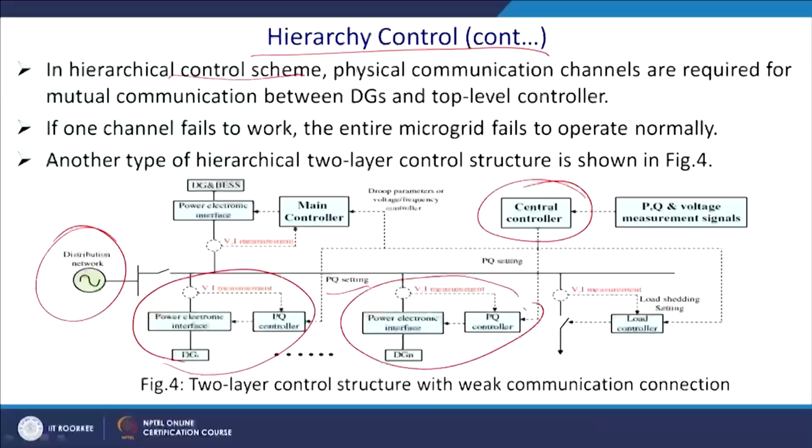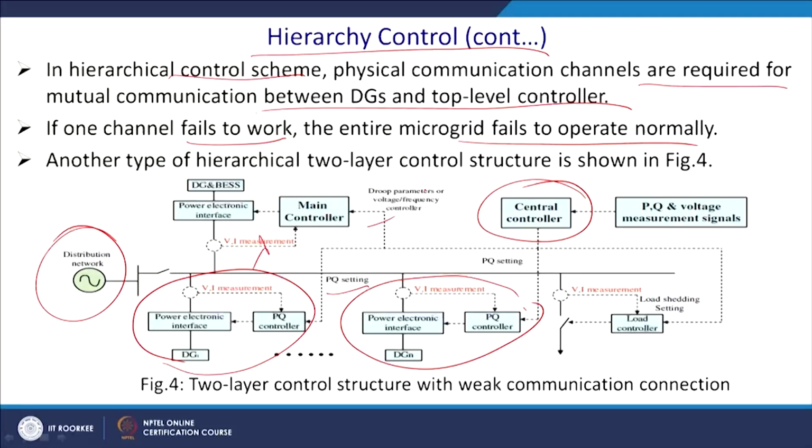In the hierarchical control scheme, the physical communication channels are required for mutual communication between the DGs and the top level communication. So, it is not that the communication channels are missing. That is what I am saying, it is one of the ways to do the master slave controller, but there is a little difference in between. If one channel fails to work, the entire microgrid fails to operate normally. That is one of the vulnerabilities of this kind of hierarchical microgrid. If the main channel fails, everything will go down, shut down.